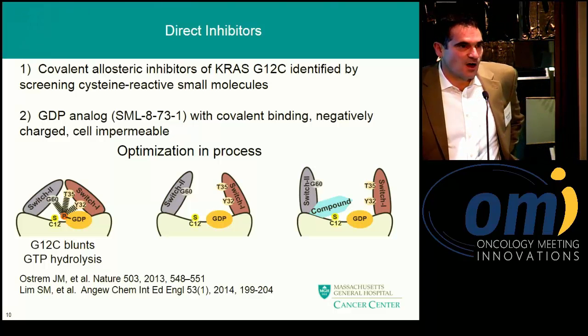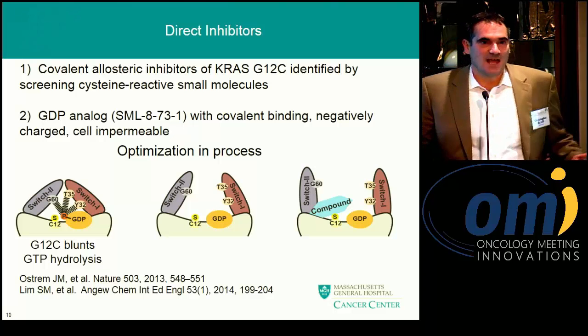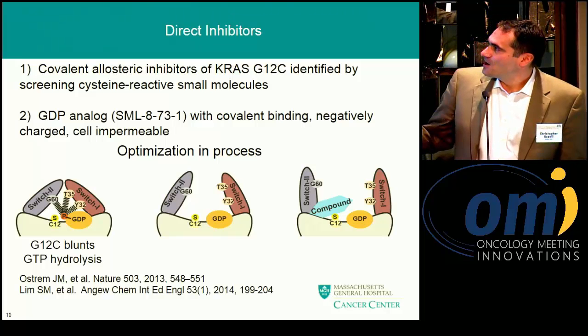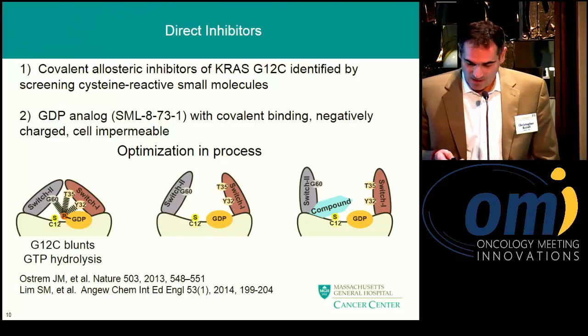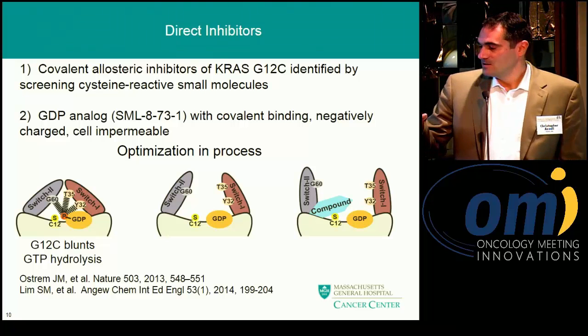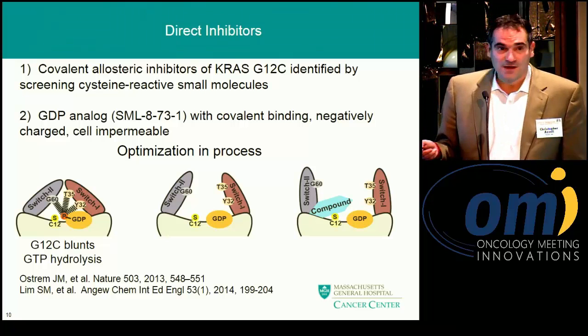It's a highly negatively charged molecule that they can't get into cells. So they're struggling with bringing these drugs into clinical use, but the optimization is in process, and it looks very exciting, at least for G12C targeting, and that would be in lung, colon, and pancreas cancer.